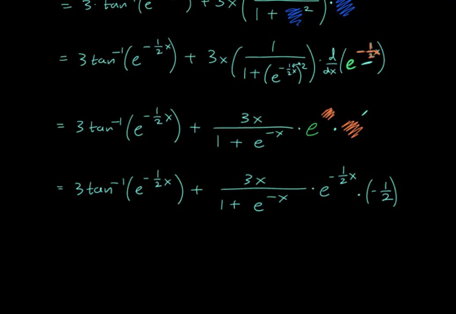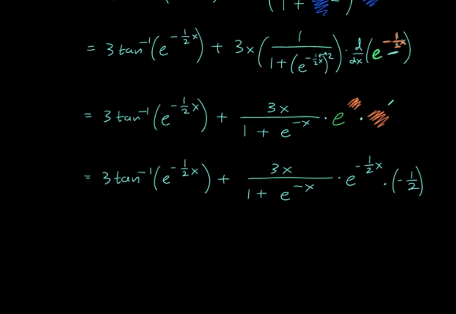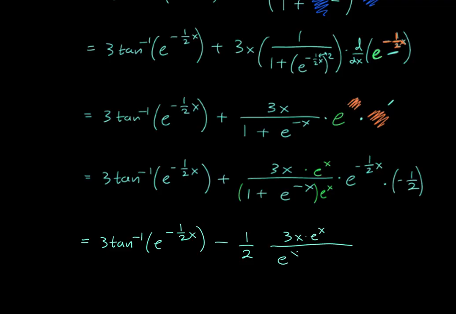Okay, let's see. Maybe something can simplify right here. I am actually seeing, yes, there's some simplifications that could happen. I'm going to say this is 3 times tangent inverse of e to the negative 1/2 x minus 1/2. And I'm going to multiply the top and bottom of this guy by e to the x. I'll multiply by 1. Then I can distribute that. So in my numerator, I have 3x times e to the x. But in the denominator, what happens is I have e to the x plus 1. And then I still have times e to the negative 1/2 x. This negative 1/2 was taken out front.